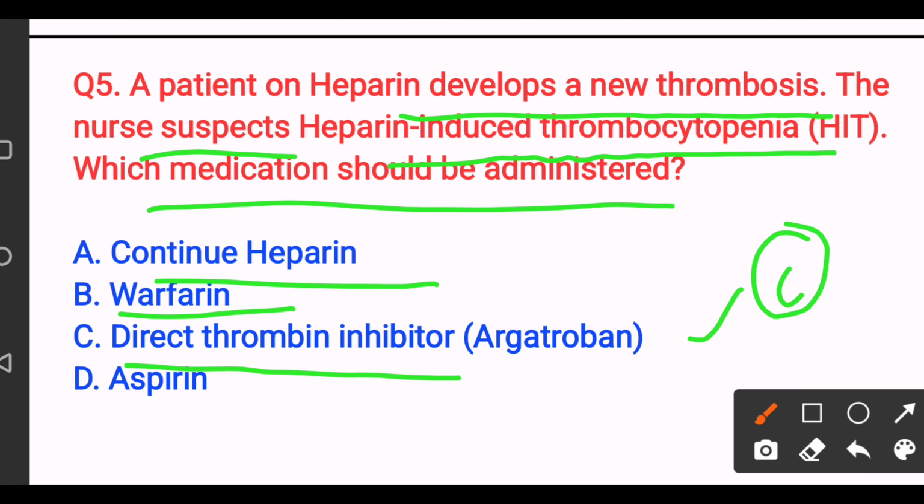Direct thrombin inhibitor, because in HIT, heparin-induced thrombocytopenia, heparin is stopped immediately, and alternative anticoagulation with a direct thrombin inhibitor is started. Warfarin is contraindicated as it can cause venous limb gangrene. So the answer will be option C.